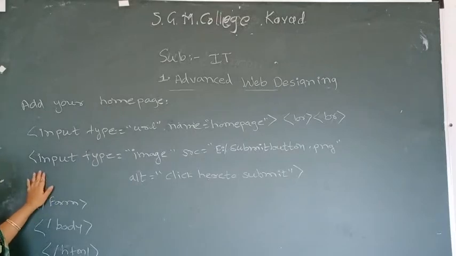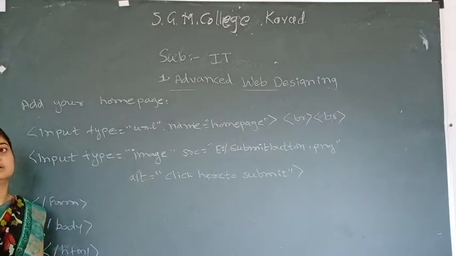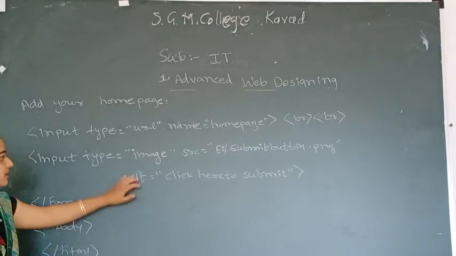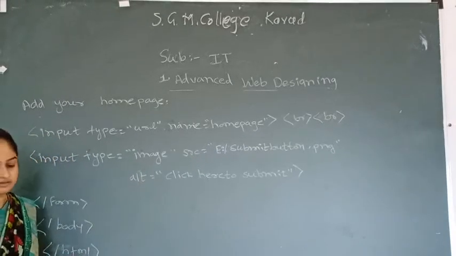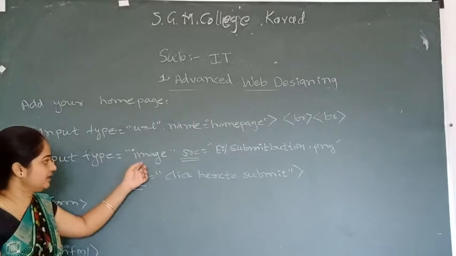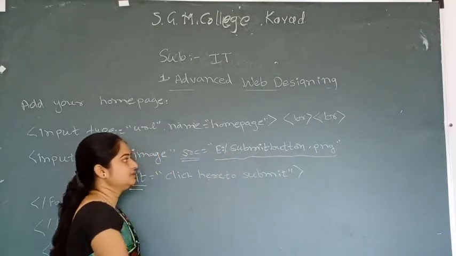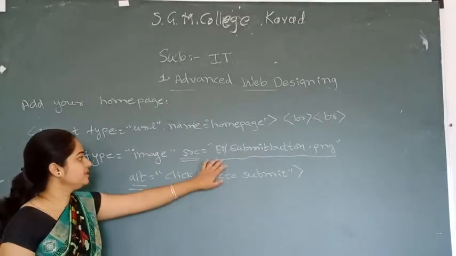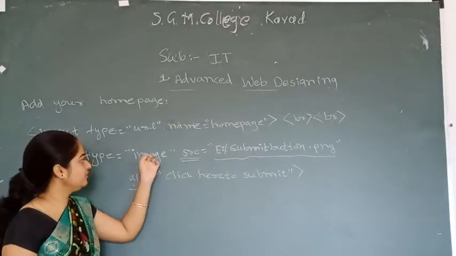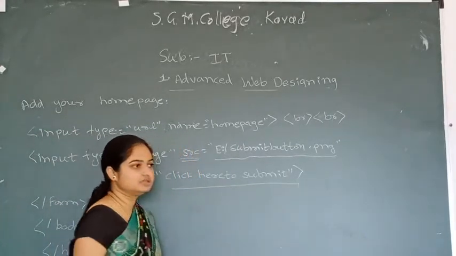The next is the input tag equal to image. The image is a new input type. It defines an image as a submit button. Here src and alt are attributes of an image tag. Then src means path of an image, means address of that image. And next alt, alternate, is the attribute of an image tag. Here we have to write the sentence click here to submit.